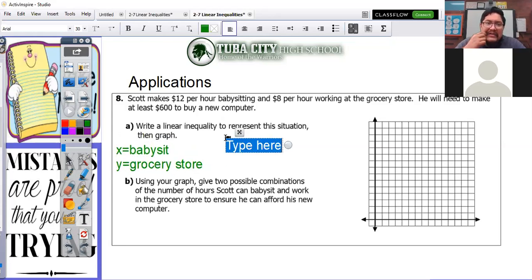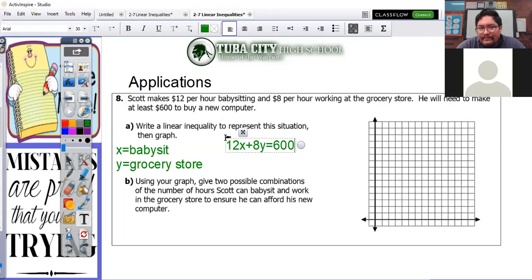Now we have to write an equation that works this out. So 12x, because X is babysitting, $12 an hour. So one hour of babysitting would be $12, 2 would be 24, and then 3 would be 36, and so on. Now we also have to compare this with 8 dollars an hour at the grocery store, which we assigned the variable Y. Now again, I'm going to put an equal sign here, but be careful because we're going to come back to this in just a minute. This person needs to make $600 to buy a new computer.